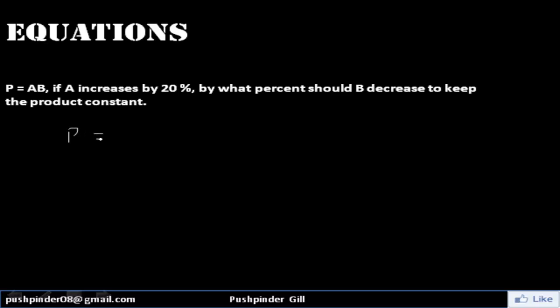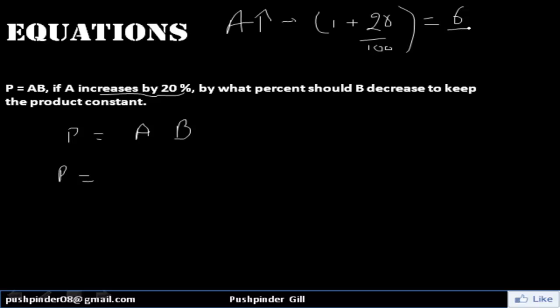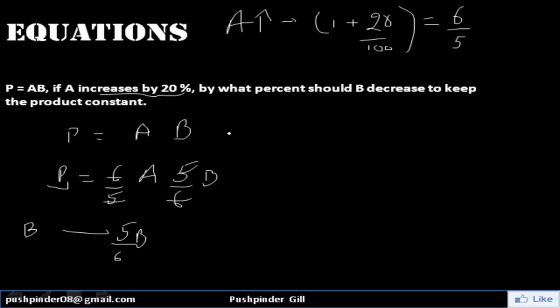Now P is equal to A into B, right? Now A increases by 20%. That means that if A has increased by 20%, A will get multiplied by 1 plus 20 by 100, right? Which is equivalent to, if you calculate it, 6 by 5. So A has got multiplied by 6 by 5. Now to keep the product constant, we have to multiply B by 5 by 6 so that whenever it cancels, we have this as constant. So B is going from B to 5 by 6B, right?